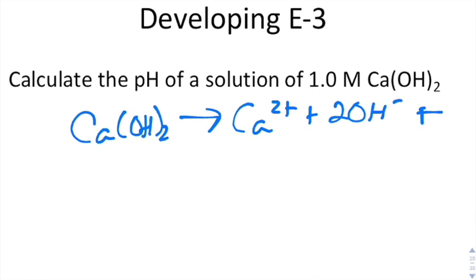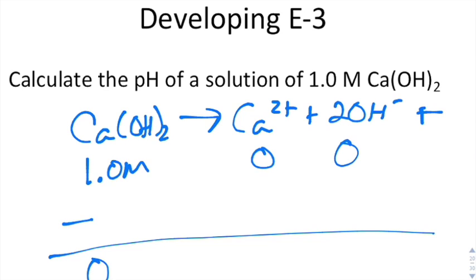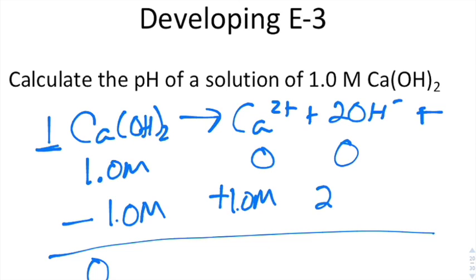So if this thing were to dissociate completely, I originally have 1 molar of this. Okay, and I have 0 of this, and I have 0 of this. Now, when this thing dissociates completely, that means it's going to end at 0, which means that I have to lose my 1 molar. Now, why is that particularly relevant? Well, I have 1 molar of calcium hydroxide. If one of these things falls apart, it's going to produce 1 molar on the other side. And it's going to produce 2.0 molar of hydroxide.